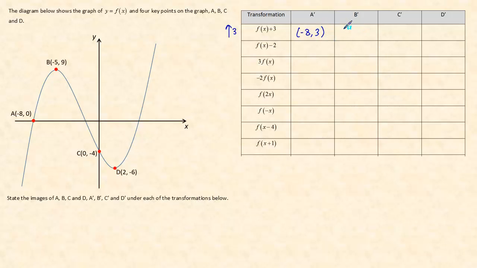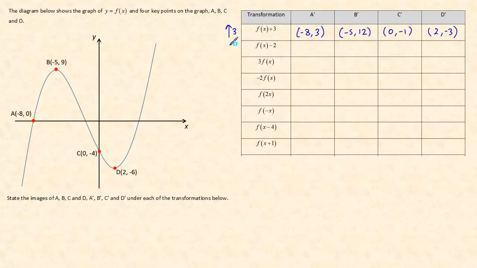So by the same token, this one is going to be negative 5, 12. This one will be 0, negative 1. And this one will be 2, negative 3.